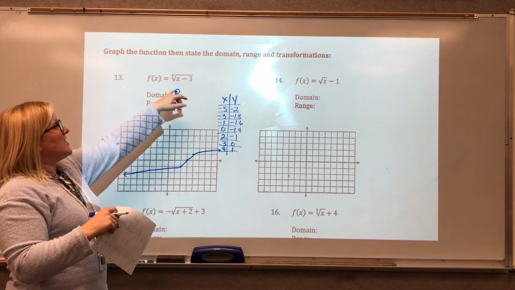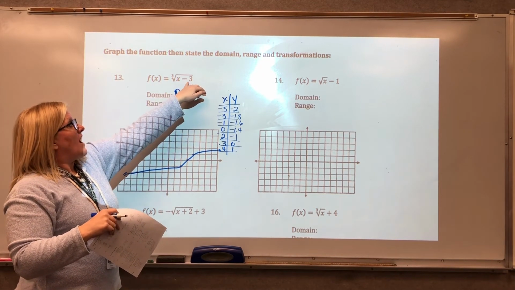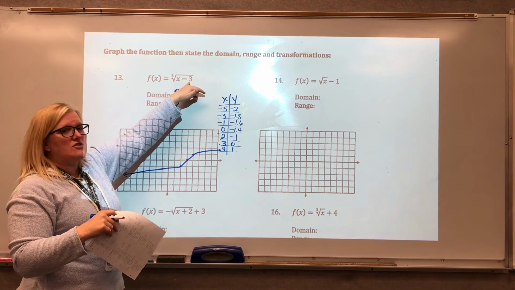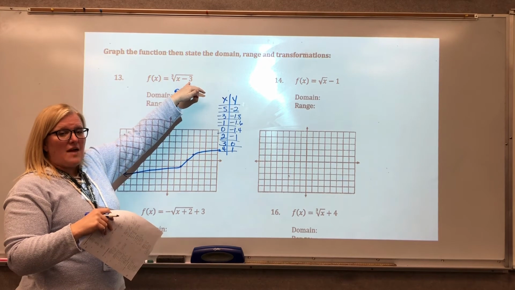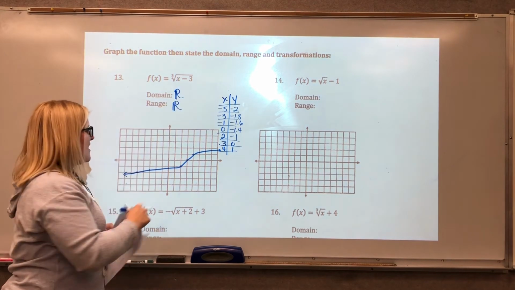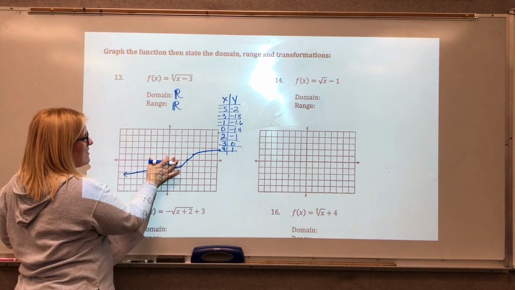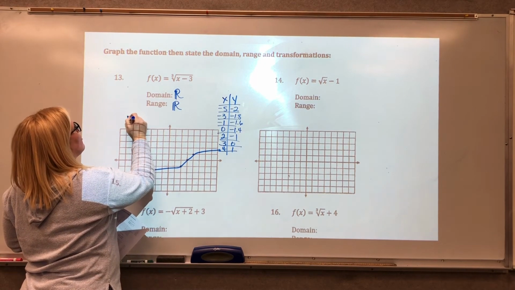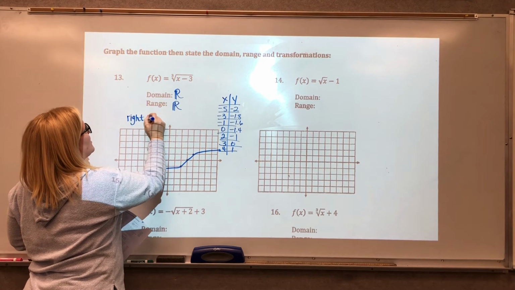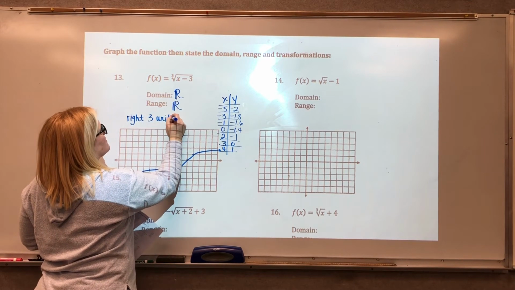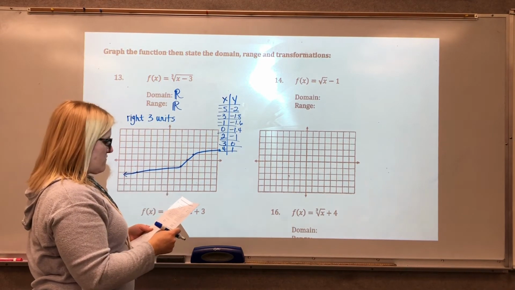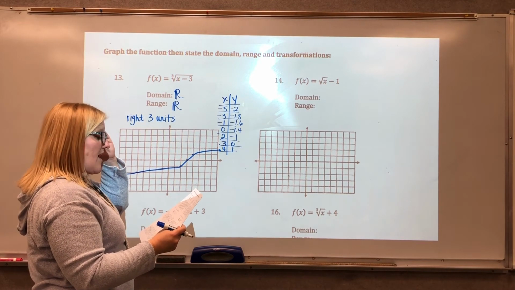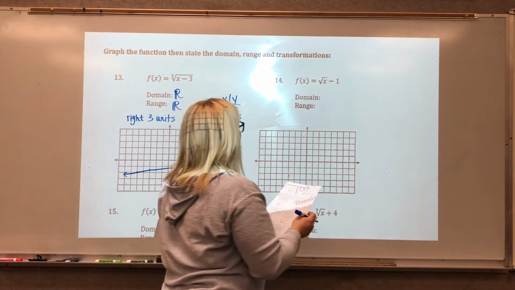My transformation, okay, it looks like I'm going down 3, but because it's still under the radical, I'm moving to the right 3. So this actually started here, and it moved to the right 3 units. Shoot, I'm kind of mad at myself now that I forgot that. Oh well. Okay, number 14.